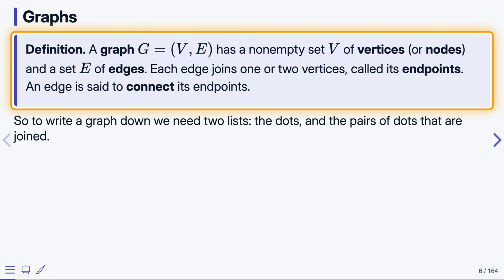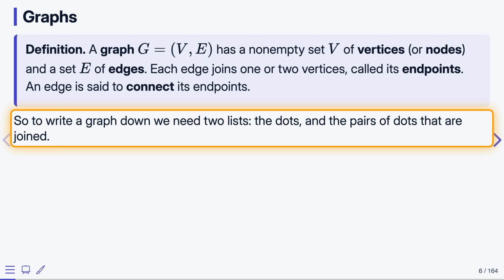Let's look at the definition. A graph has 2 parts. The first part is a set of dots called vertices. The second part is a set of lines called edges. Every edge joins its endpoints. So to write a graph down, we need 2 lists, 1 list of dots and 1 list of joined pairs. On the next slide, we read one off a picture.